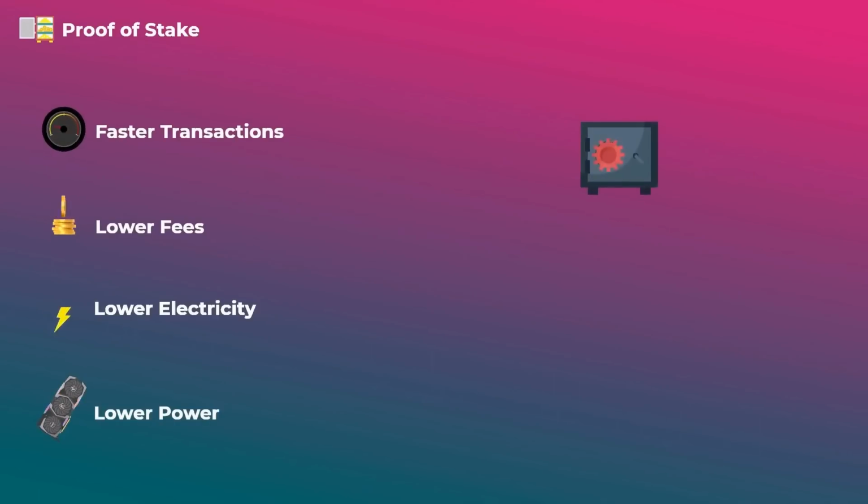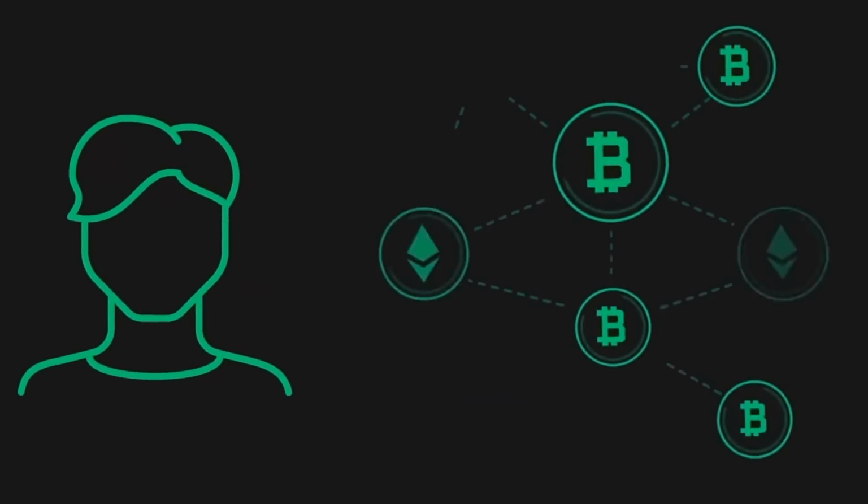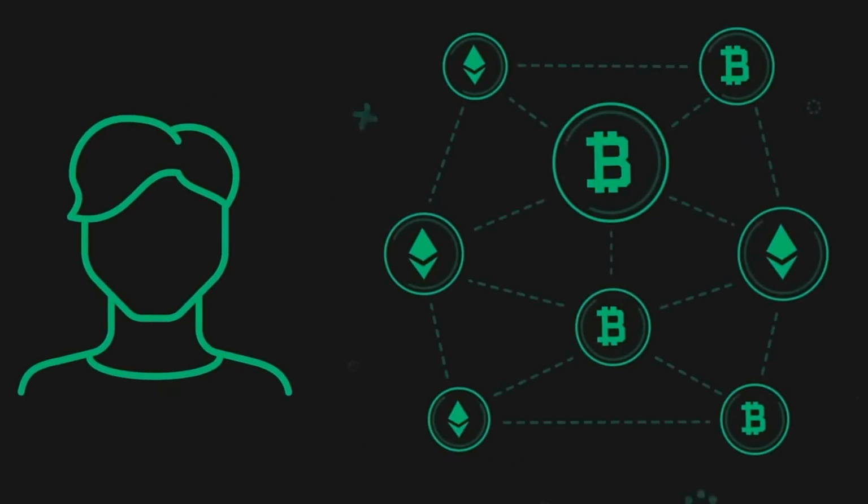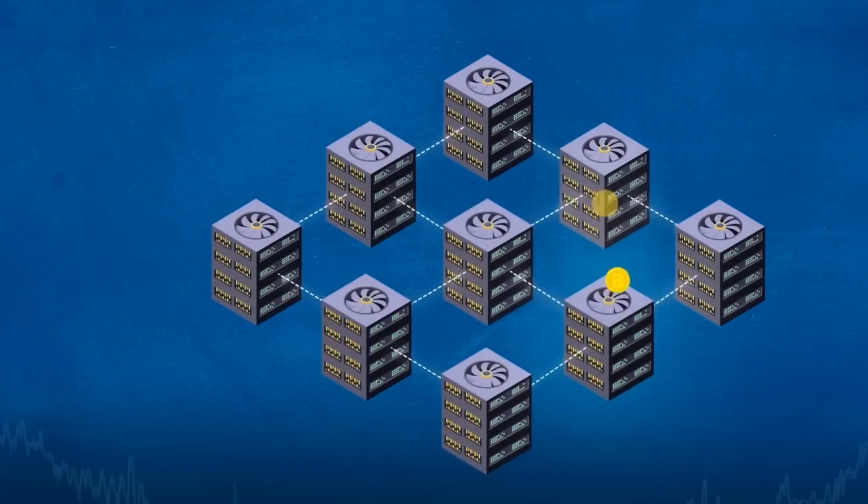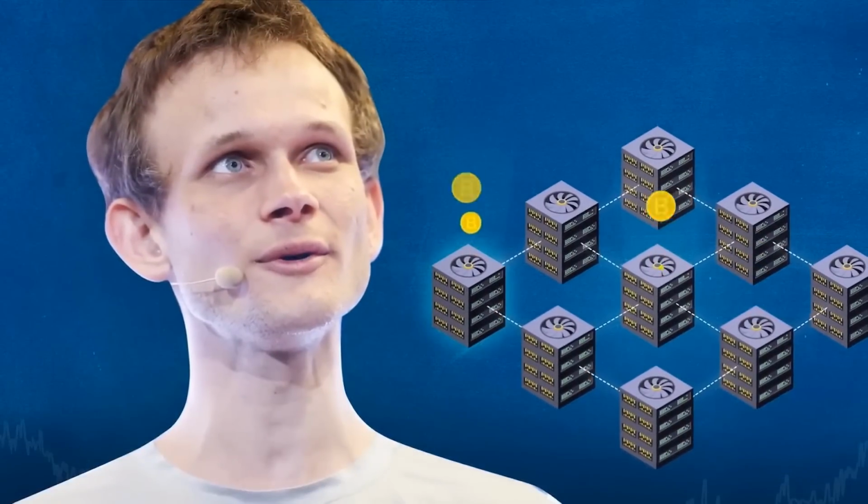Proof of stake is an efficient, secure, and eco-friendly way to maintain the blockchain. It requires less energy and simplifies participation in the network. That is why many major blockchains, such as Ethereum, have transitioned to proof of stake. These are the two main consensus algorithms.